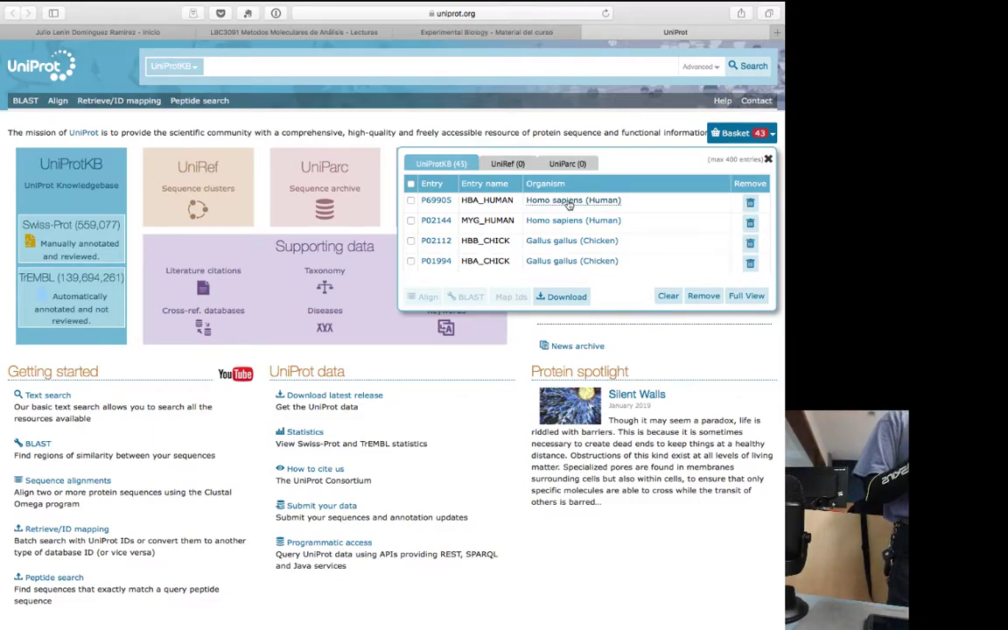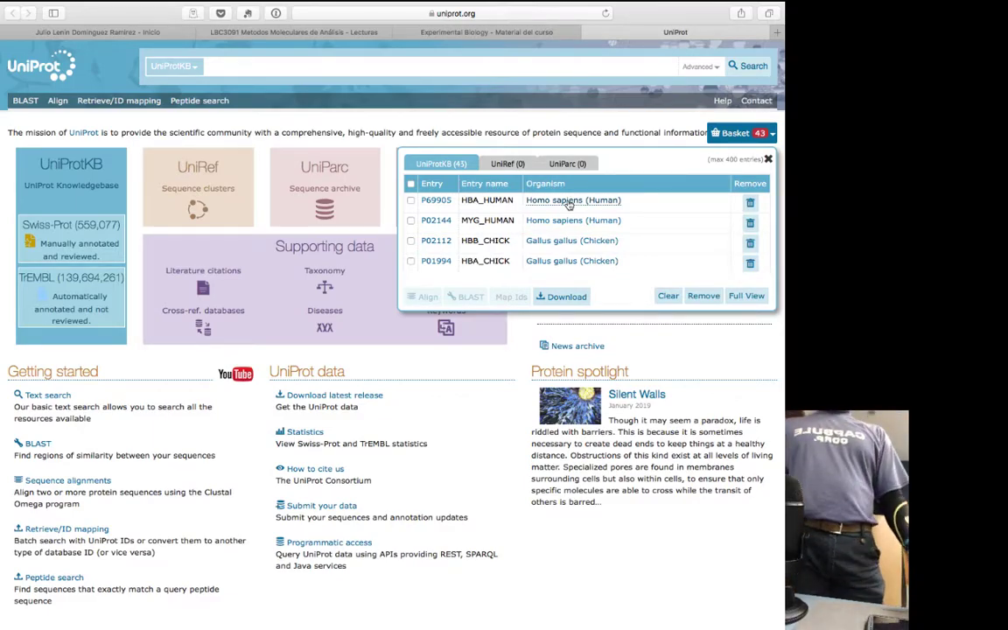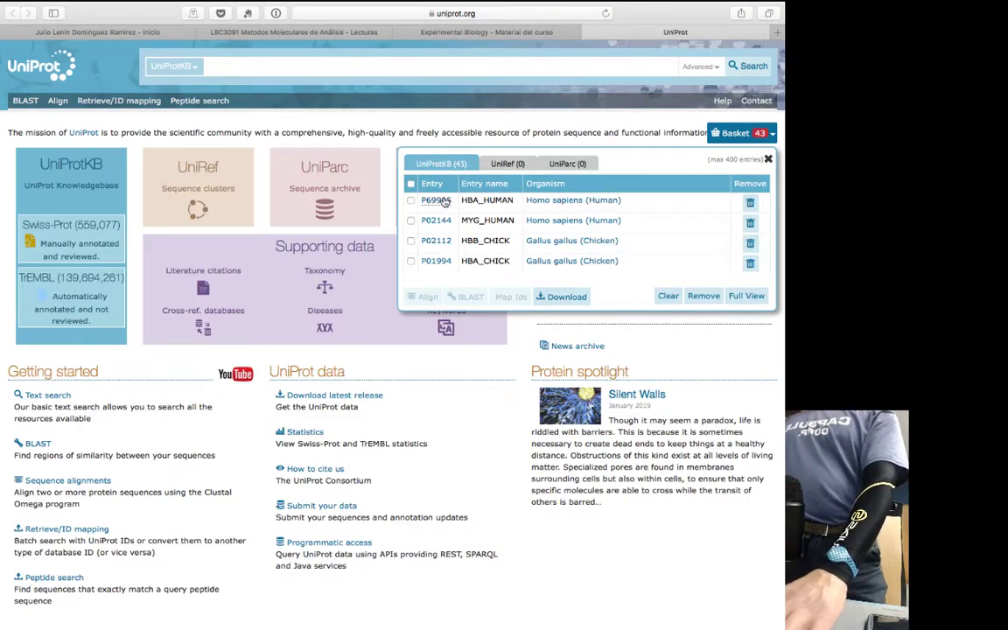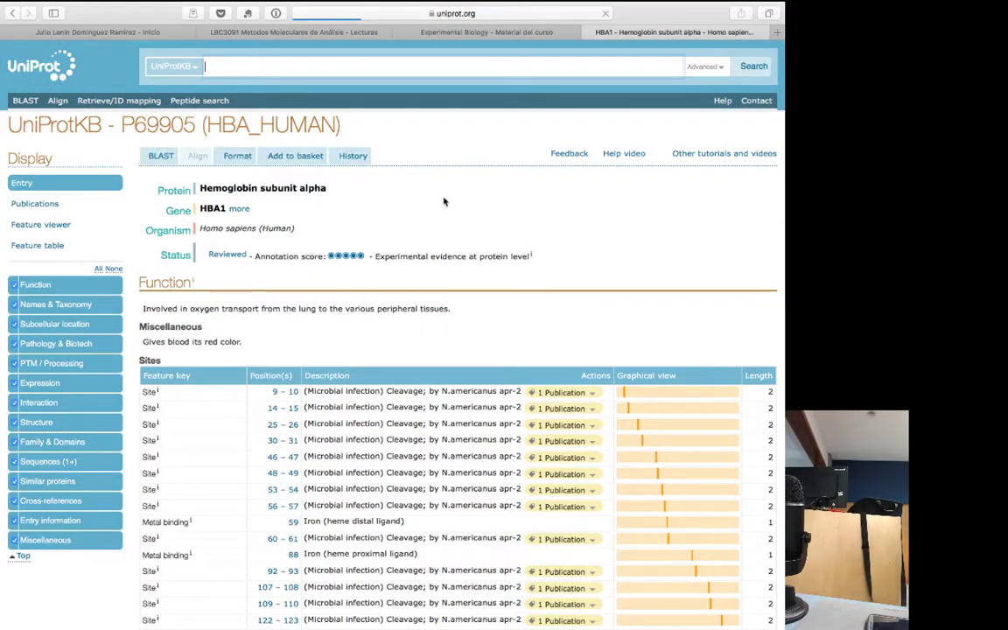Alpha subunit from hemoglobin. What's that? No, I deleted my basket, that's why I didn't. Well, you have the code. You can find it easily. And since you can do it from Google, that should be speedy.